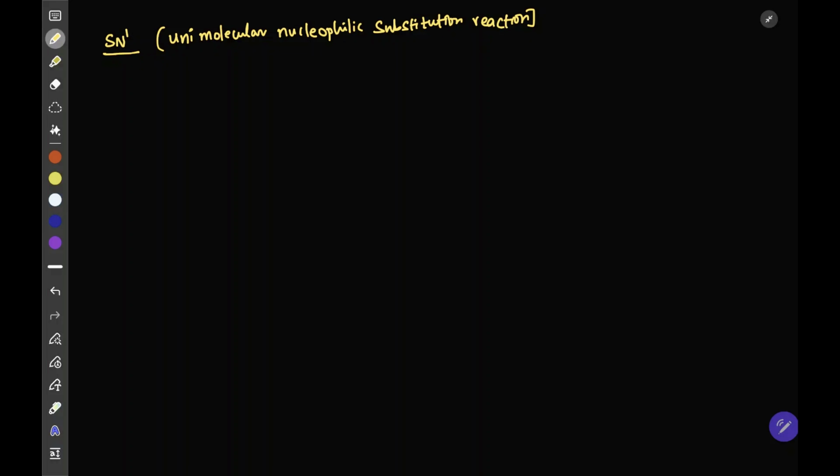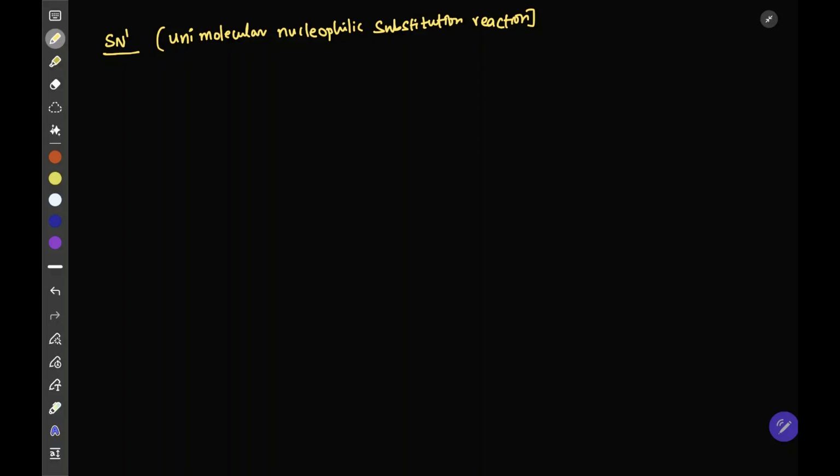Before going into that, let us first understand what a nucleophile is. A nucleophile is an electron pair donor, donating an electron pair to an electrophile by forming a covalent bond. This is the definition of a nucleophile.